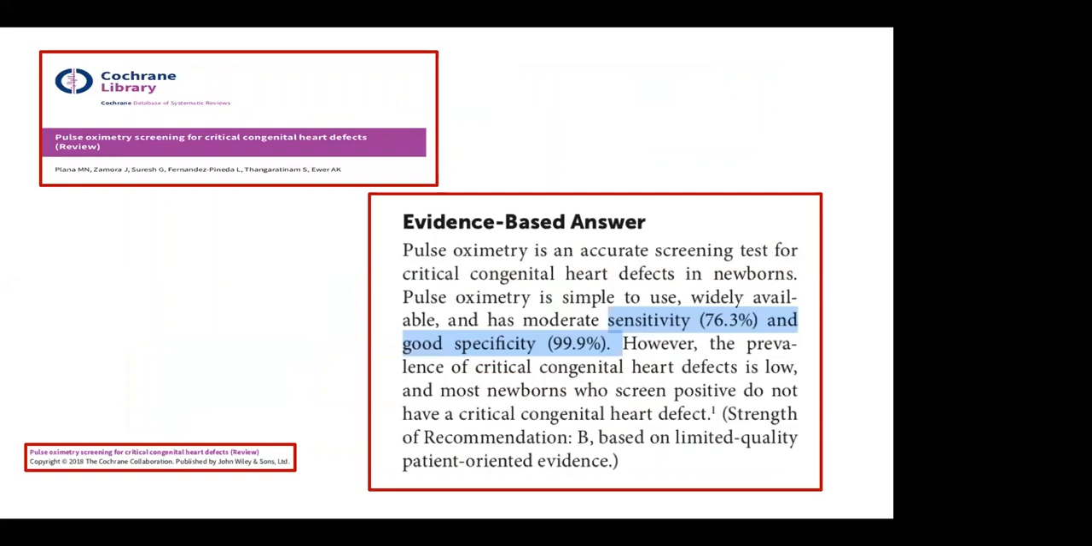However, even this good screening test has its shortcomings. This is a Cochrane review of pulse oximetry screening for critical congenital heart disease defects that was published in 2018. As you can see, this test is very specific. Specificity is 99.9%. However, it does not have very good sensitivity. It's only 76%. So you can overdiagnose patients because of this test, but it is unlikely you will miss anybody with congenital heart disease.